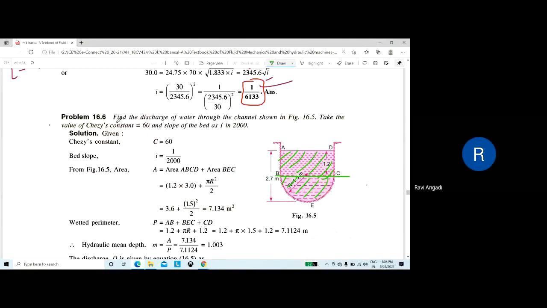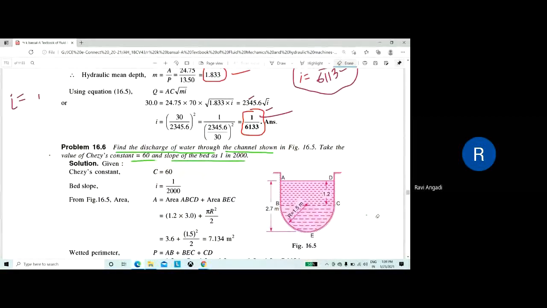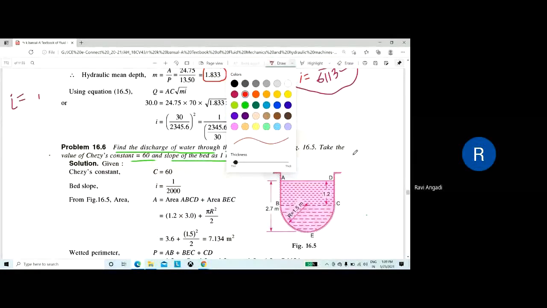For this one, find the discharge of water through the channel shown in the figure. Take Chezy's constant 60, and the slope of the bed is 1 in 2000. They are asking you to calculate the discharge passing through this channel. Can you calculate this one, all of you? Just try this problem. The procedure, everything is the same, and you know the formula.